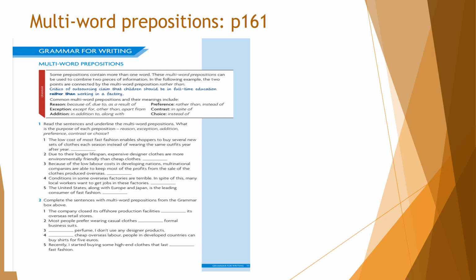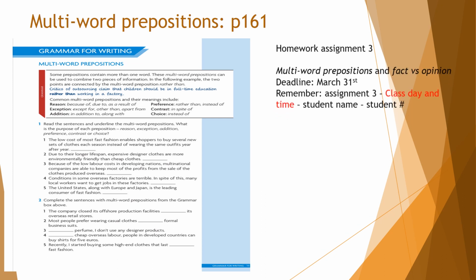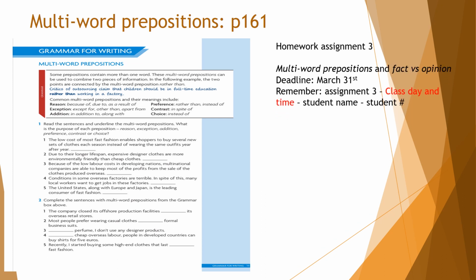That is a choice. Right, what you can do now is have a go at doing the questions underneath that box there in your book, part 1 and part 2. And I'm going to introduce the next homework assignment, homework assignment 3. And this will practice multi-word prepositions and fact versus opinion. The deadline is March 31st, so a little bit less time for this one, so I suggest do it quickly, do it over the weekend.